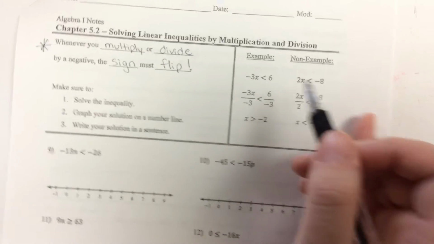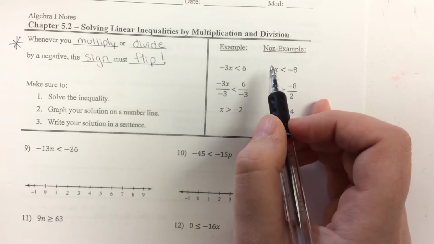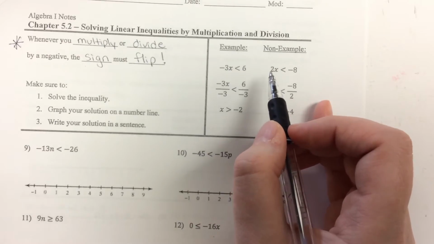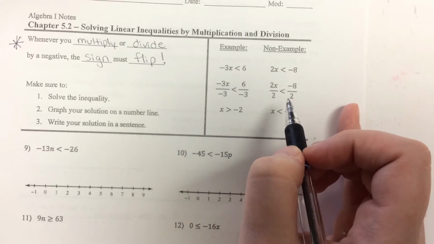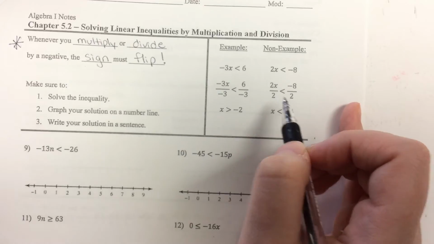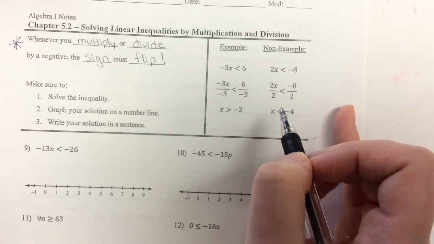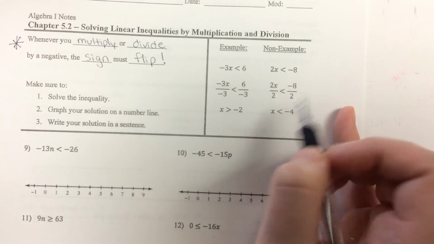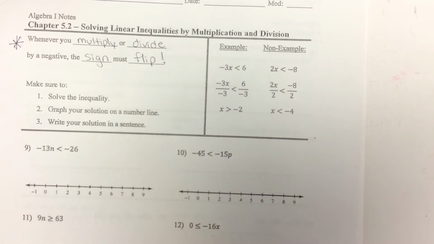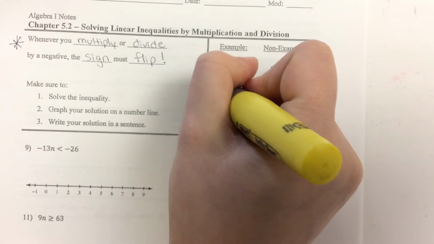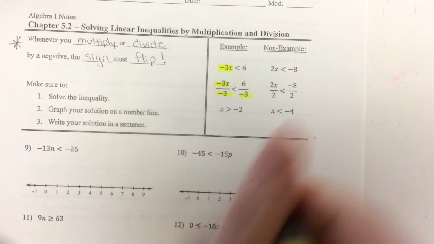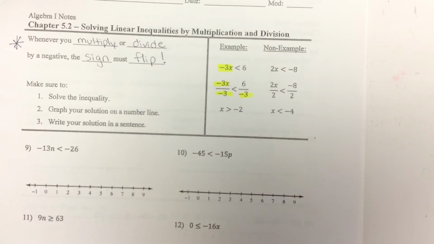Now here's a non-example. In this non-example, the coefficient is a positive number, so you're going to end up dividing by a positive, and when you divide by a positive number, nothing changes. The sign stays facing the way it was. So it only applies to negatives, like negative 3 here. Anytime you're multiplying or dividing by a negative, and only with a negative.